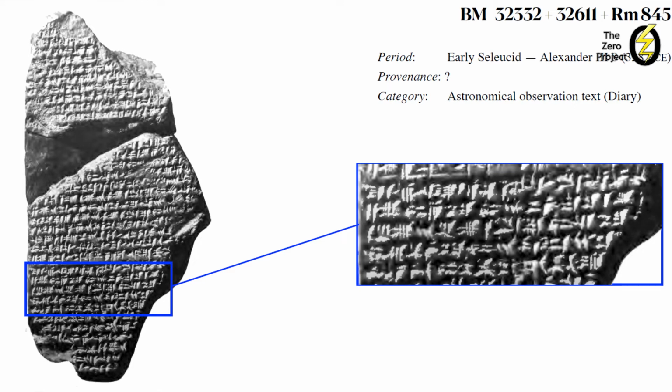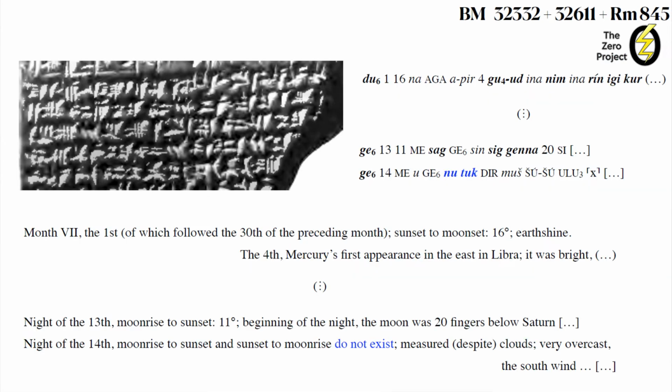And finally, a text from 328 BCE, the third year of the rule of Alexander the Great. It is another diary text, and it is given for the 7th month. And here we have again the use of nutuk as an indicator of non-existence for moonrise to sunset and sunset to moonrise, but this time as an observed situation.